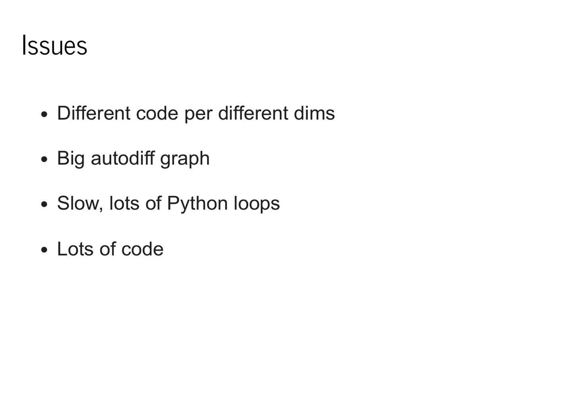Even worse, this leads to a big autodiff graph. For every operation that we apply on scalars, we need to add a new node to our graph. This can make it complicated, and even worse, it will make it slow, because there's lots of Python loops to take care of this graph. Finally, I think this just is a lot of code, and we'll see that the tensor version can be a lot more elegant, if a little harder to follow.